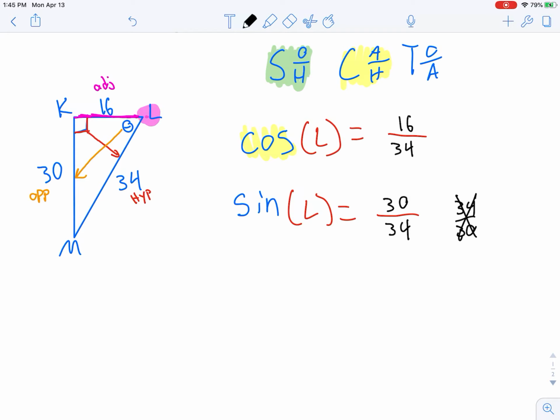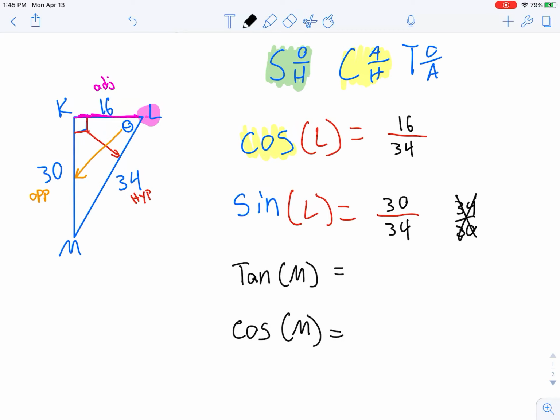Okay, so now I'm going to throw a little bit of a curveball at you. Remember how I talked about our angle wherever we're focusing in on? I want to change that up a little bit. I want you guys to find the tangent of M and the cosine of M. Okay, so the big difference: before we were looking at angle L, now we're switching it up, we're looking at angle M.